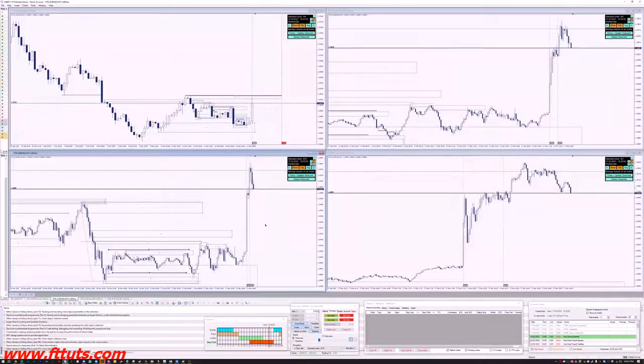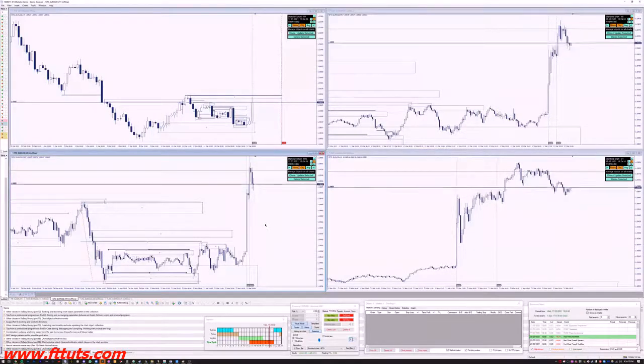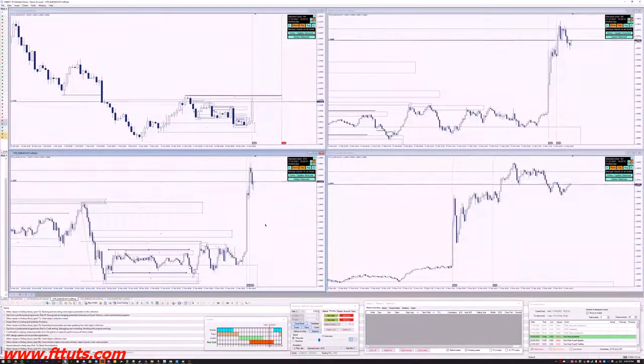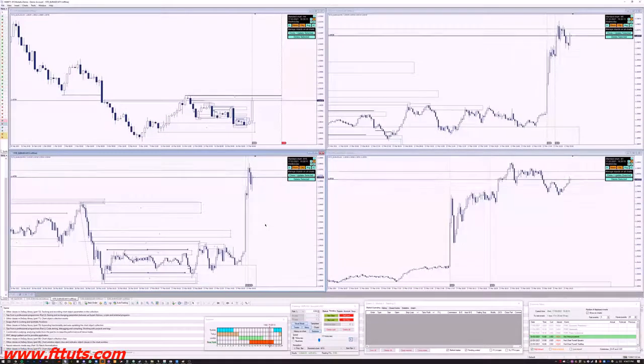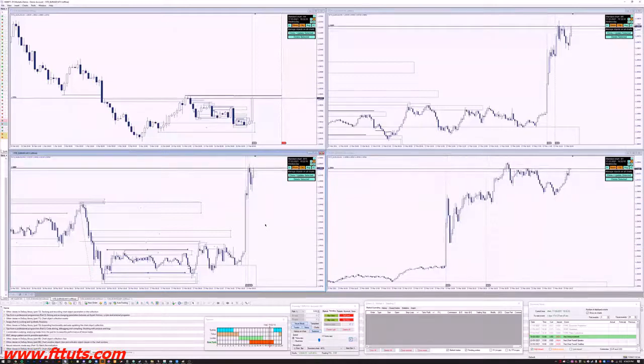Yeah, we can do GU. This one was more focused on 15-minute structure and POIs, right? I really wanted to make sure you guys pay attention to that. And again, I think it's relevant to the way GU and even EU have been trading recently, right? They've been tight consolidating ranges.